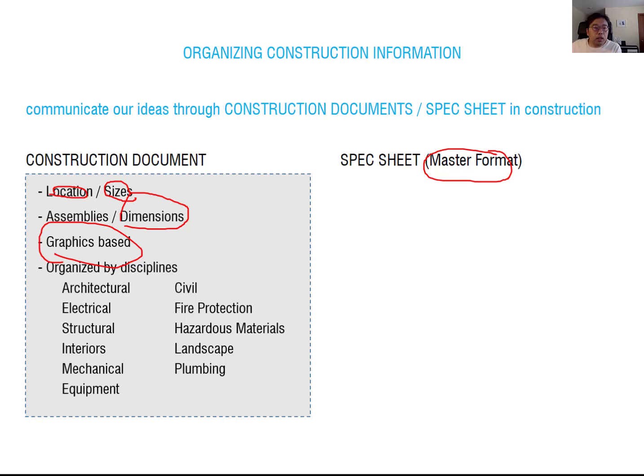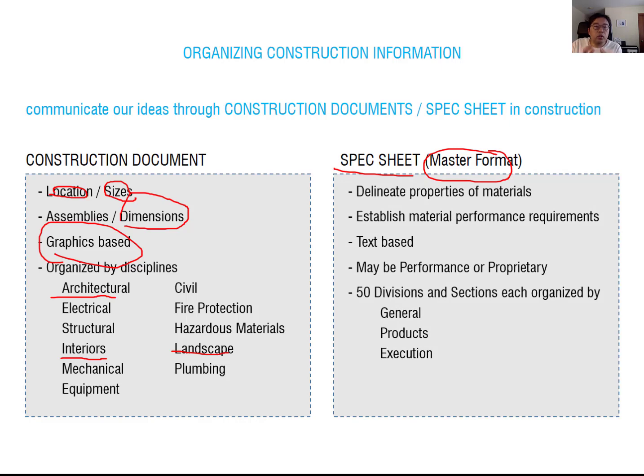This graphic set includes the architectural drawings and your MEP, which is the mechanical, electrical, and plumbing engineer drawings, and also interior and landscape design if you need it. So you have to include all this design, basically from the graphic-based drawings. But what about the specification sheet?